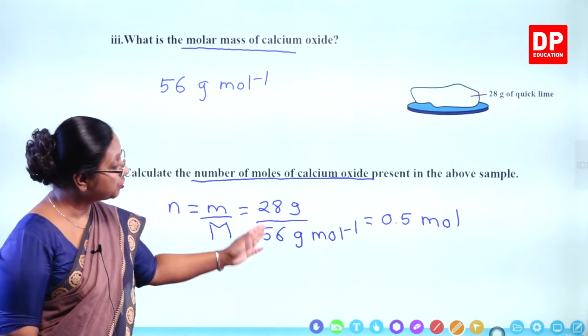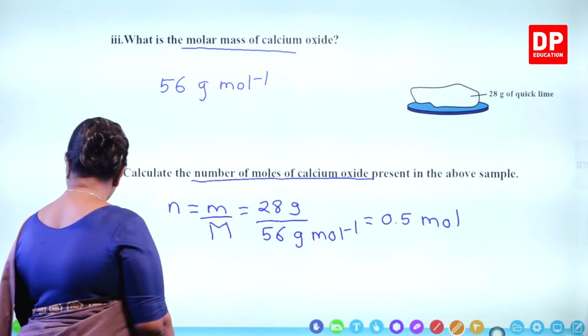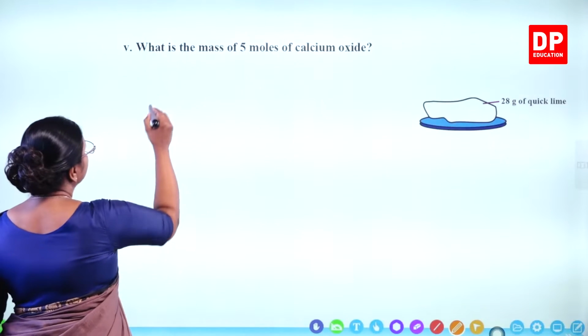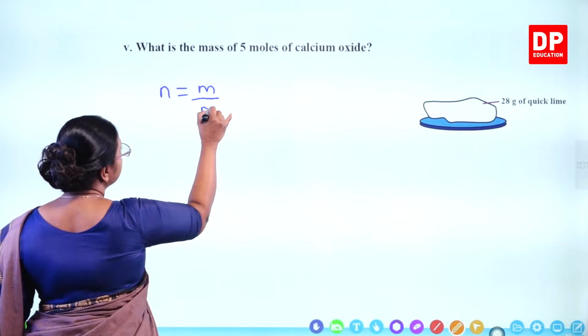So I am sure you were able to do everything correctly up to here. Then the next one. What is the mass of 5 moles of calcium oxide? So again, what is the equation? Moles equals mass over molar mass.